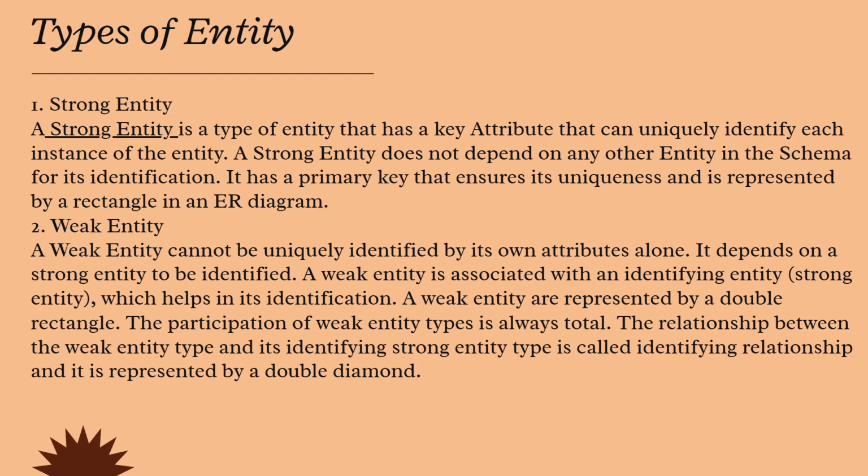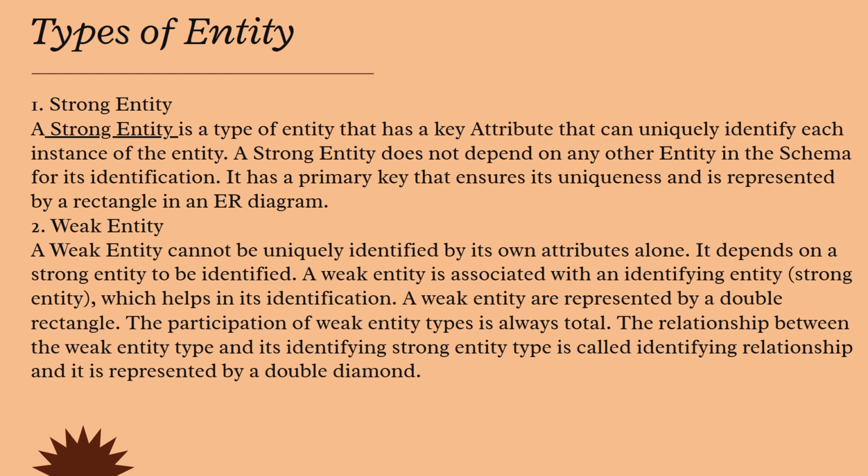Now types of entities. There are two types of entities. First one is a strong entity and second one is weak entity. A strong entity is a type of entity that has a key attribute that can uniquely identify each instance of an entity. A strong entity does not depend on any other entity in the schema for its identification. It has a primary key that ensures its uniqueness and is represented by a rectangle in an ER diagram. Basically, the strong entity consists of a primary key. Here a primary key has the characteristics that the value should not be null and it should be unique. The strong entity consists of at least one primary key.